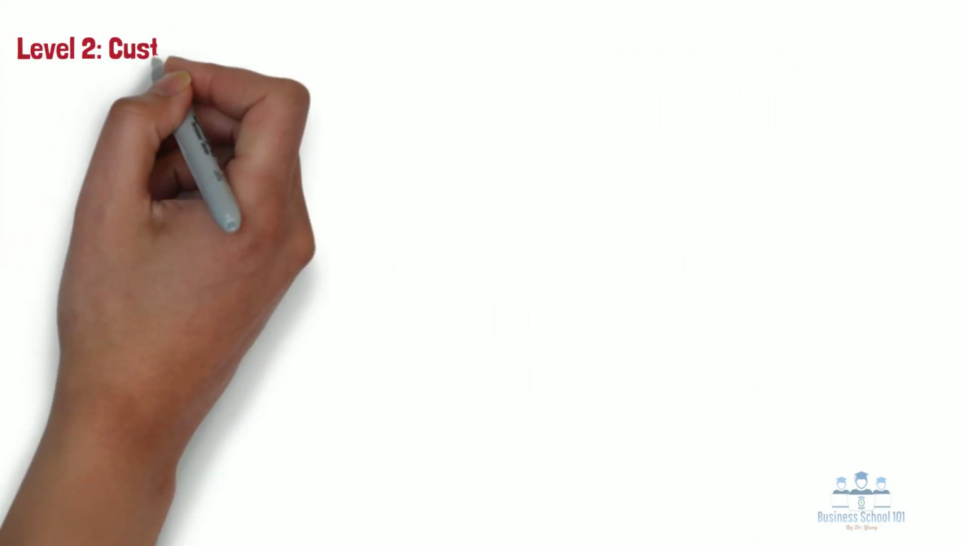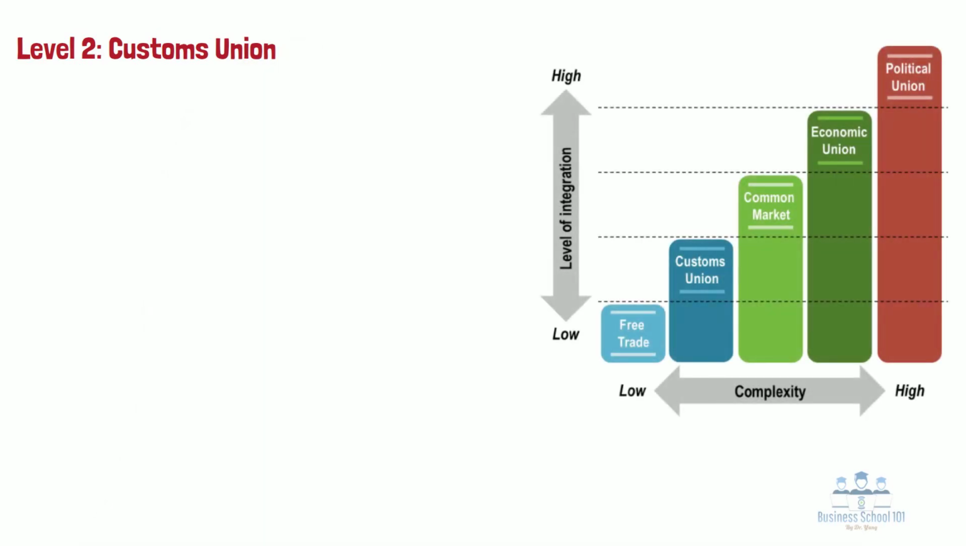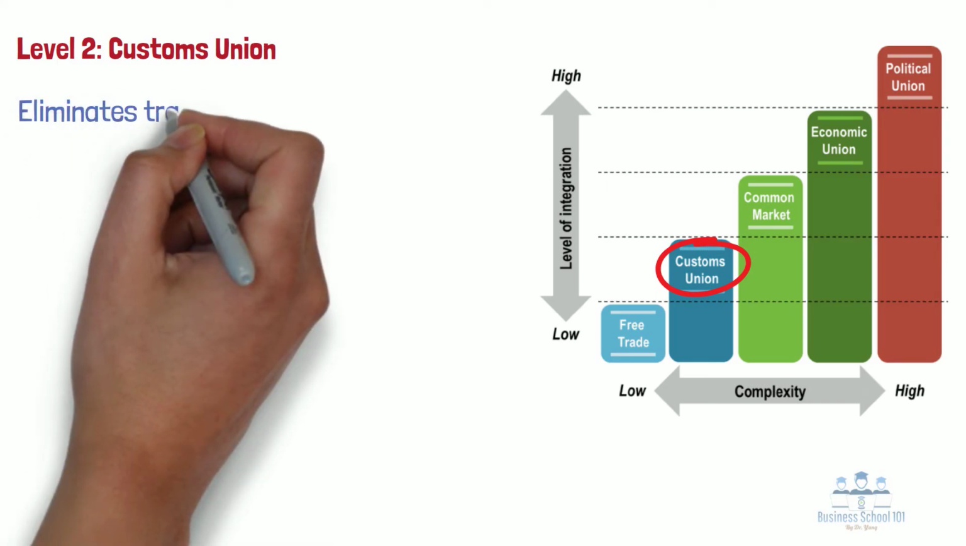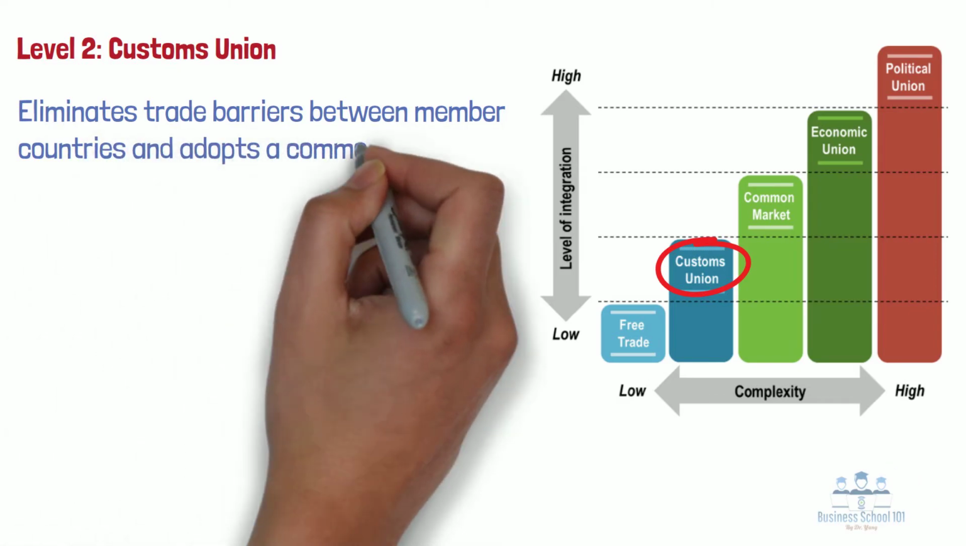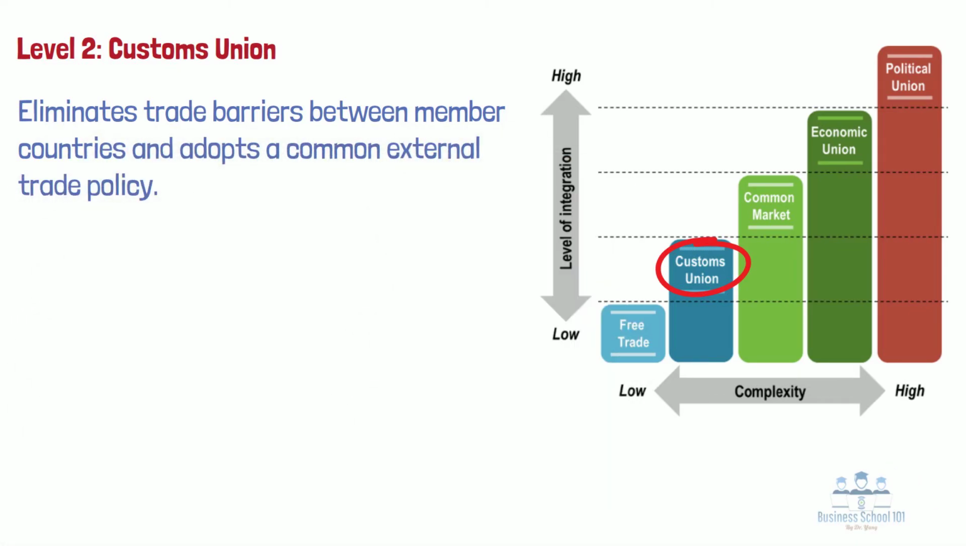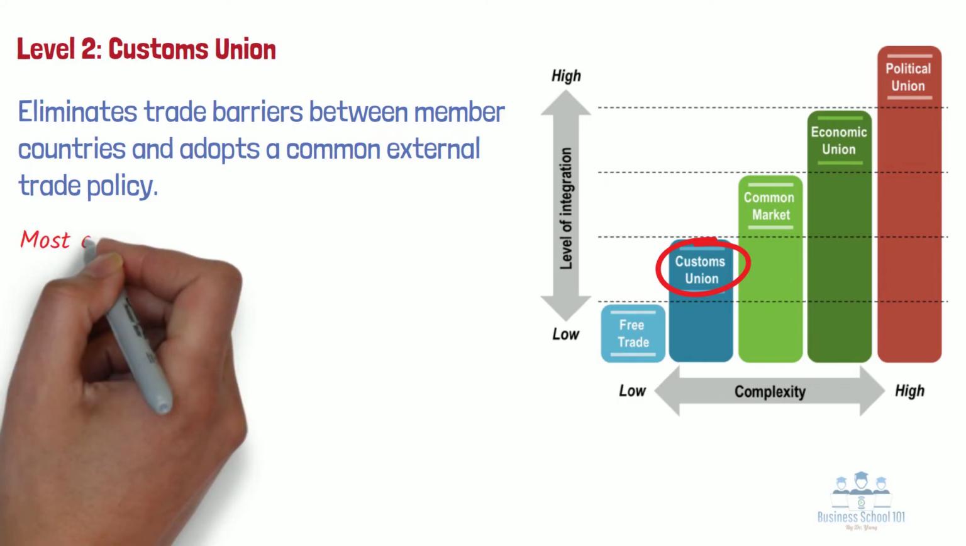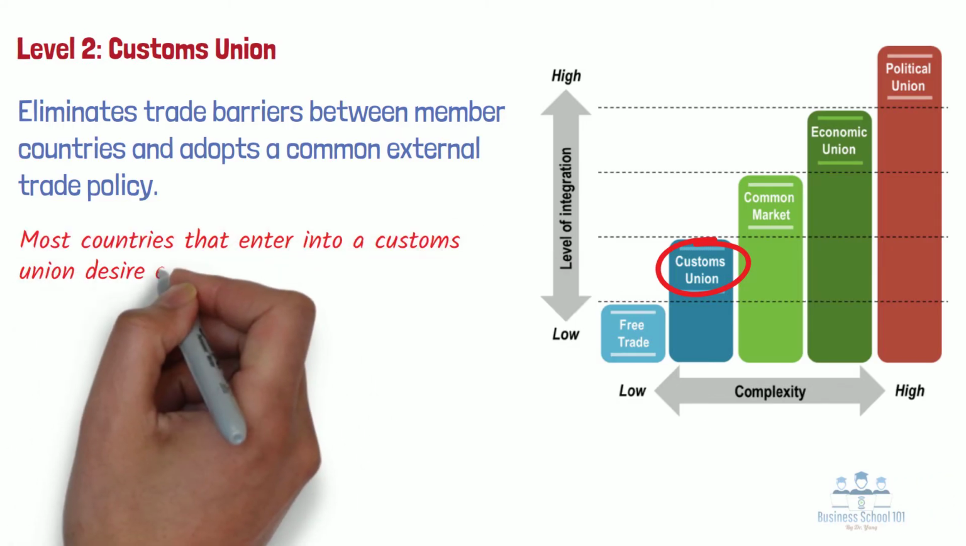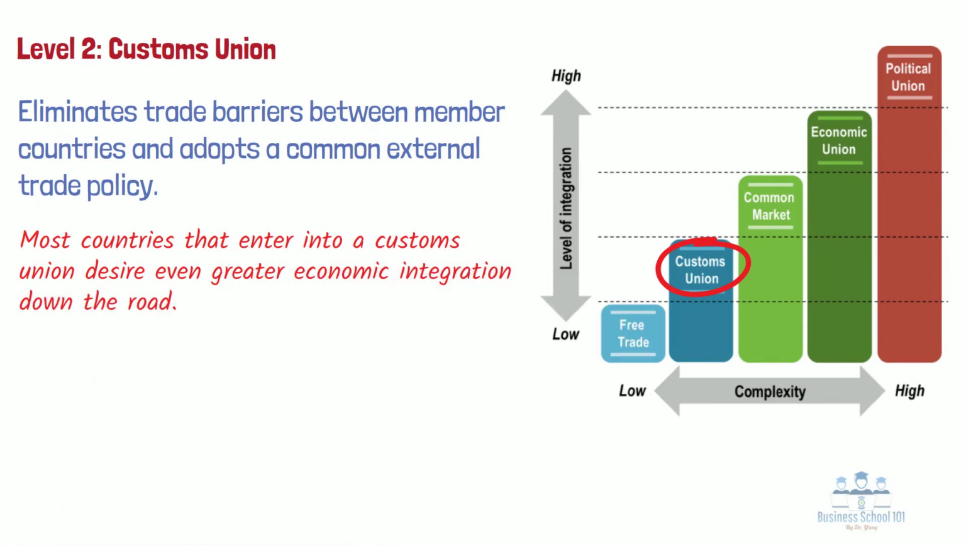Level 2. Customs Unions. The customs union is one step further along the road to full economic and political integration. A customs union eliminates trade barriers between member countries and adopts a common external trade policy. The establishment of a common external trade policy necessitates significant administrative machinery to oversee trade relations with non-members. Most countries that enter into a customs union desire even greater economic integration down the road. The EU began as a customs union, but it has now moved beyond this stage.